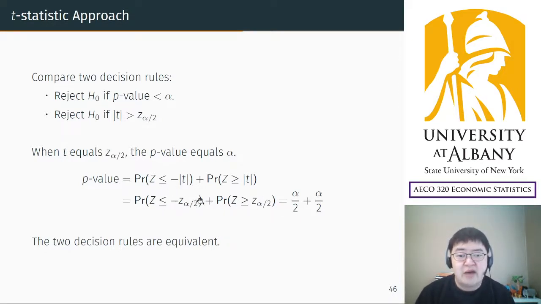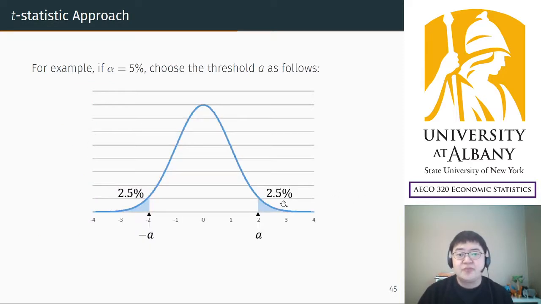So the bottom alpha over 2 percent and the top alpha over 2 percent. When you sum them, it equals alpha. So this shows that the two decision rules are equivalent. No matter which you use, it does not matter. But then why do we use the t-statistic?